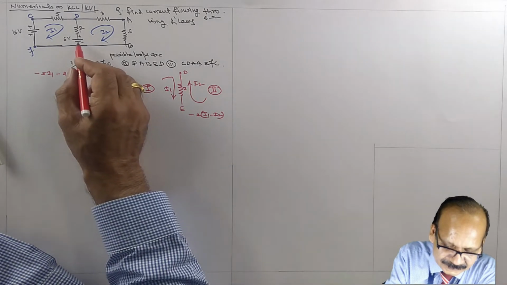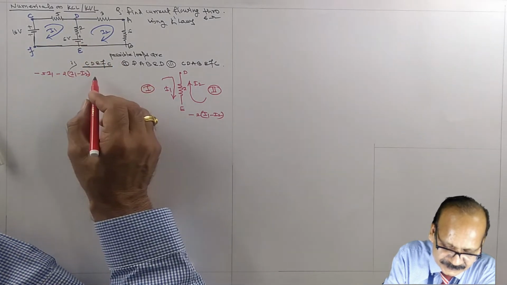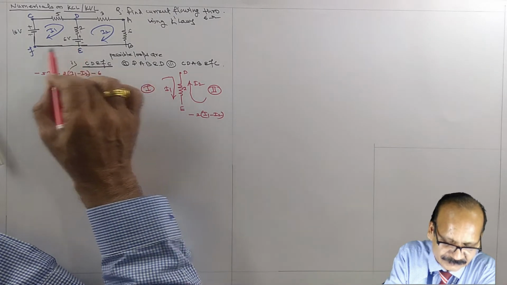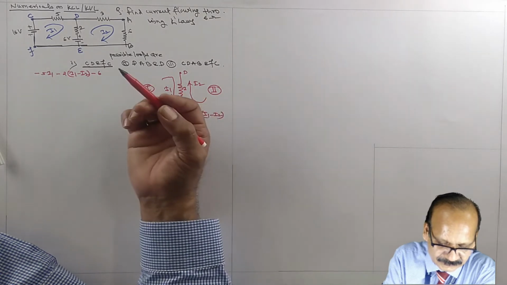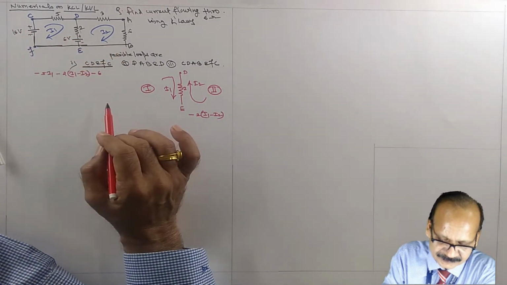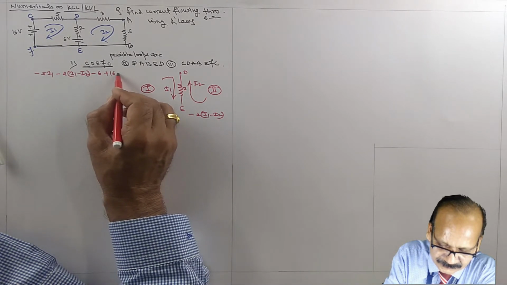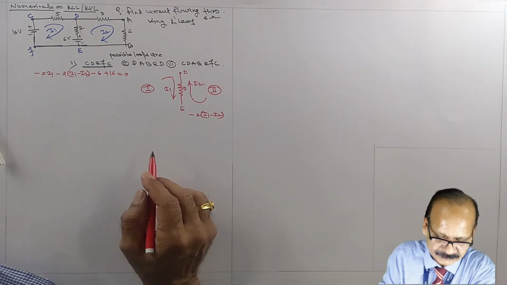Then if we reach positive terminal of the battery first, fall in potential, minus 6. Then E to F, no resistance, so it is 0. And F to C, if we reach negative terminal of the battery first, positive sign, that is plus 16 equal to 0.